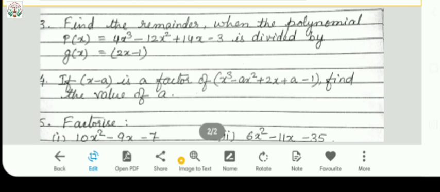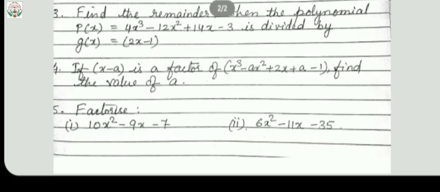So x equals a means wherever x is in the given polynomial, put the value of x as a. Your polynomial will be a to the power cube minus a into a square plus 2 into a plus a minus 1 equals 0. On simplification you will get the value of a. That will be the answer for a.